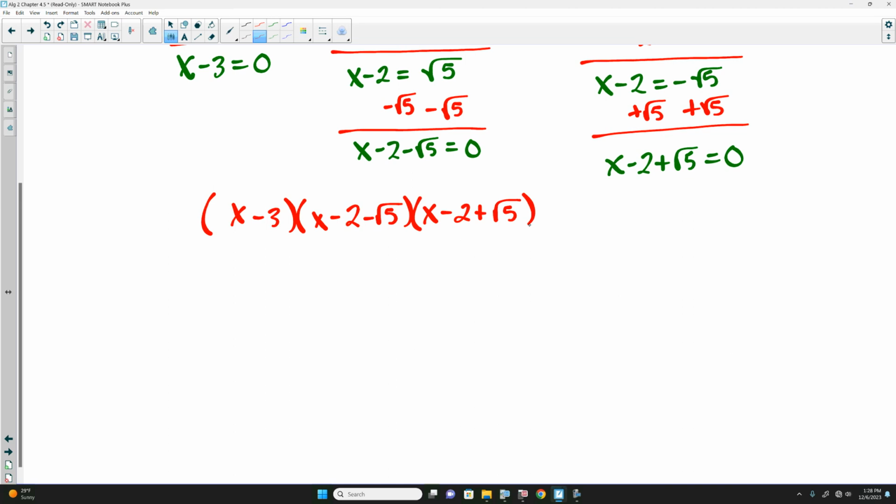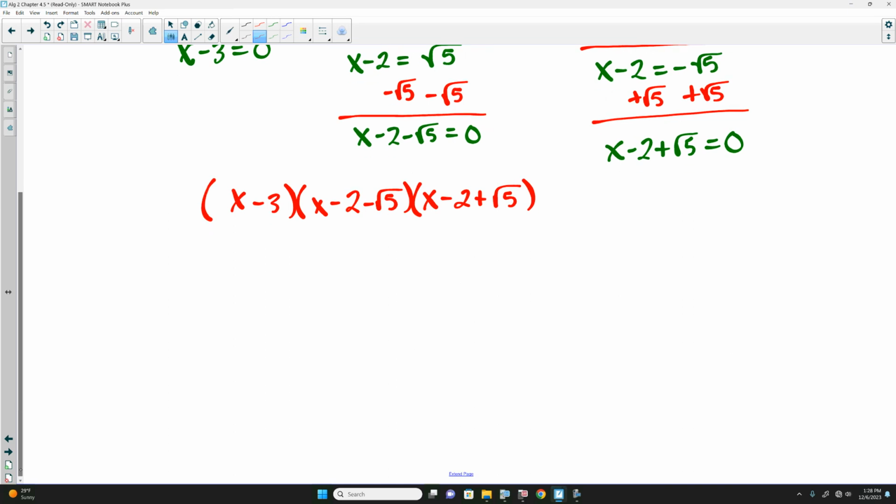Now we're going to multiply all three together. And once we finish multiplying all three together, we are finished with this one here. Now, whenever we multiply these together, always multiply the conjugates together. So here, our x minus 2 minus the square root of 5, and our x minus 2 plus the square root of 5. Multiply these two first.